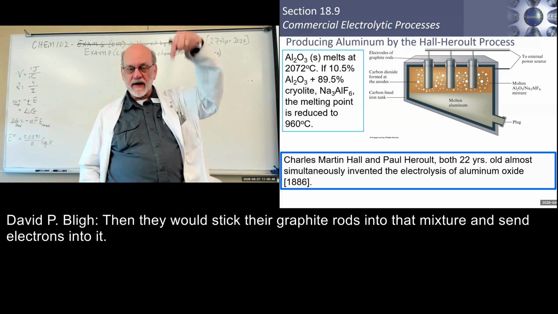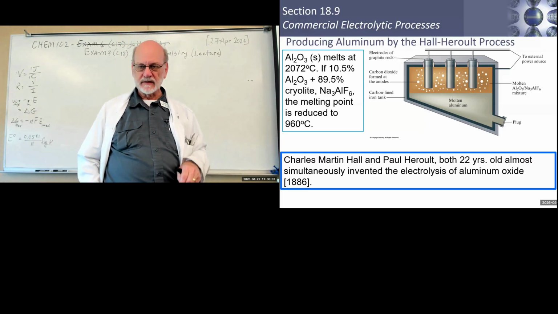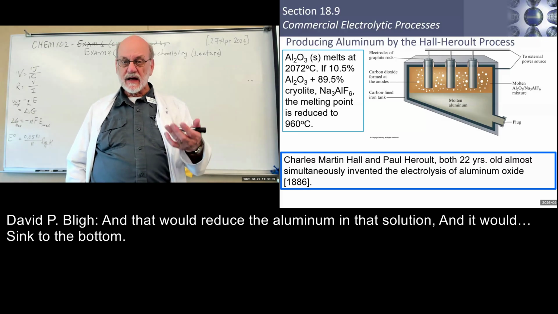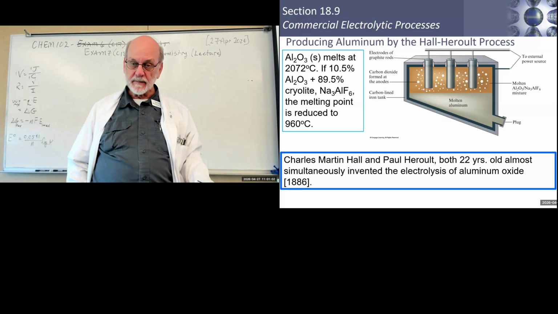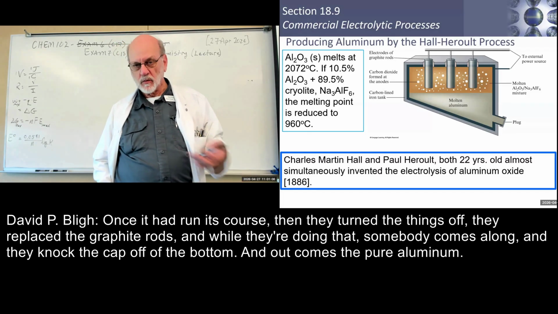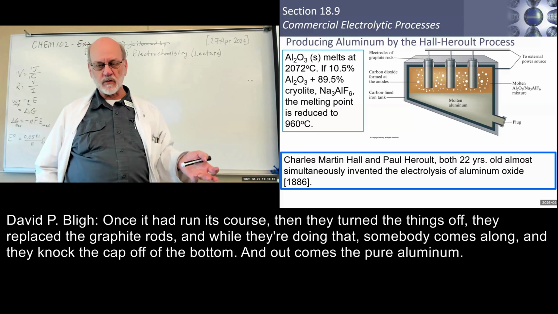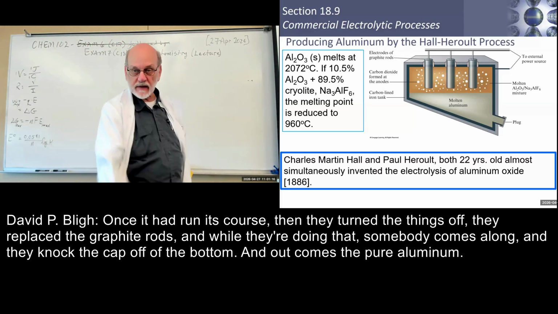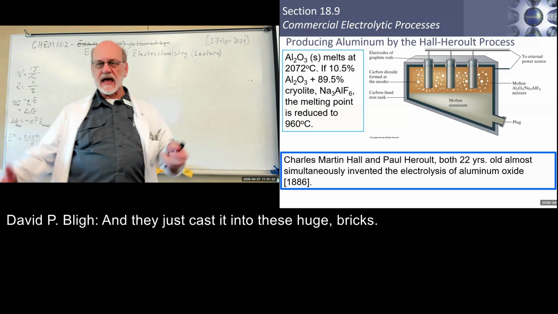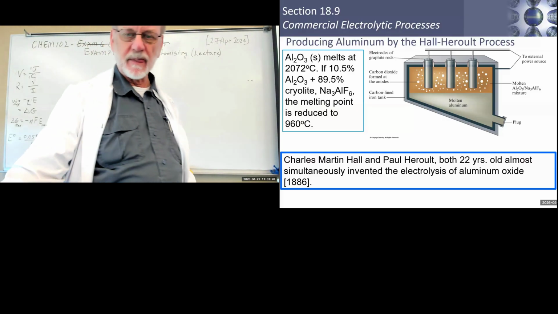Then they would stick their graphite rods into that mixture and send electrons into it, right? And that would reduce the aluminum in that solution, and it would sink to the bottom. And then once it had run its course, and this is an engineering problem, they turn the things off, they replace the graphite rods, and while they're doing that, somebody comes along and knocks the cap off of the bottom, and out comes the pure aluminum. And they just cast it into these huge bricks and send it to the customers.